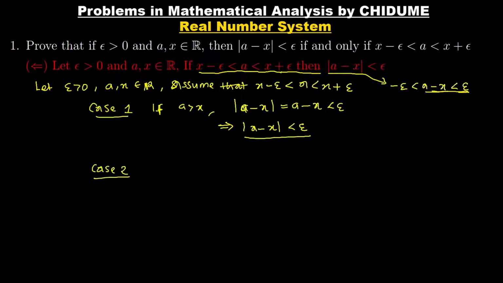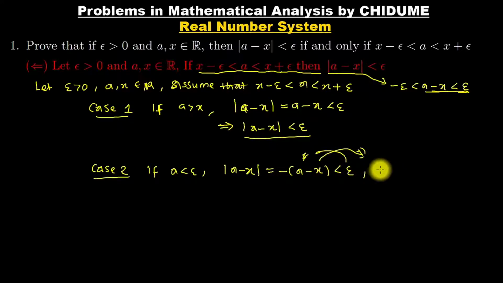So for case 2, if a is less than x, what happens to a minus x? The absolute value is going to be the negative of a minus x, which is less than epsilon. Obviously, directly from here, this is going to be less than epsilon. How do I know? If I bring this one to this side, and I also bring this one to this side, I'm going to have negative epsilon less than a minus x, which is true directly from here. This is true.